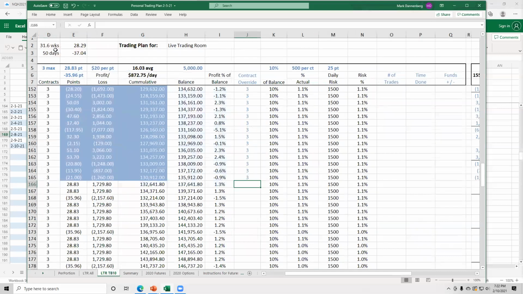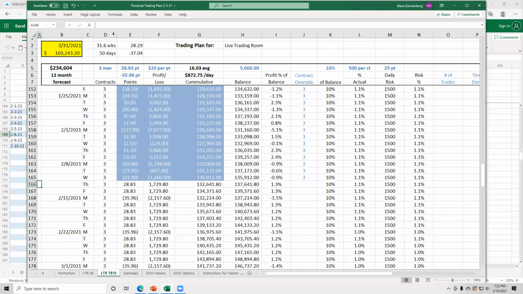Now, our other category, which is trading from 7 to 4 Eastern time, 7 till we stop trading Eastern time. We're also through 31.5 weeks. We've had 50 losing days in the first 31.6 weeks. That means that the rest of the days are positive days. Our positive run rate average is 28.29 points per day. Remember, that's $20 a point.